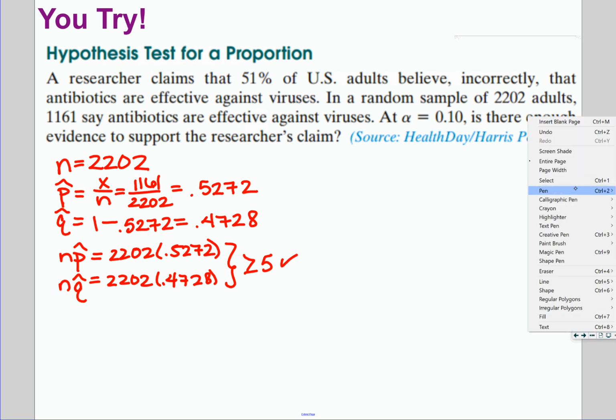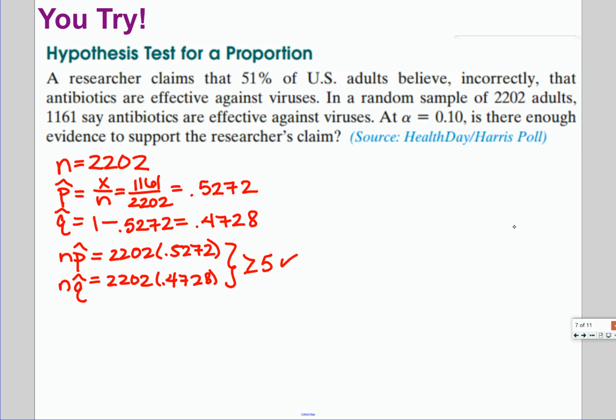Hypotheses. Claim that's being made is that 51% of U.S. adults believe incorrectly that antibiotics are effective against viruses. There's no less than, greater than, any statement like that. So this is an equal to, not equal to example. So 51%, the proportion equals 51% is my claim. That's my null. Which means the alternative is that it's not 51% of the population. Okay.